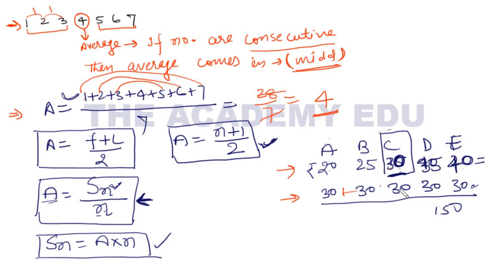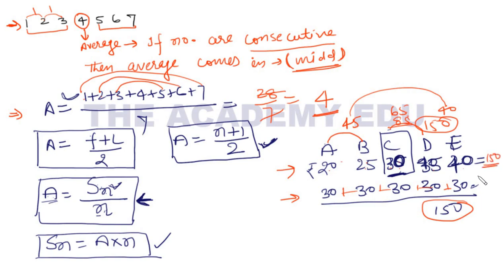So if you add these 30s, you will get 150, because the total money always remains the same. This must be 150. See here, 20 plus 25 is 45, right? 30 plus 35 is 65, and this one 40. So add it, this is 85. If you add 85 and 65, you get 150. This is also 150, right?